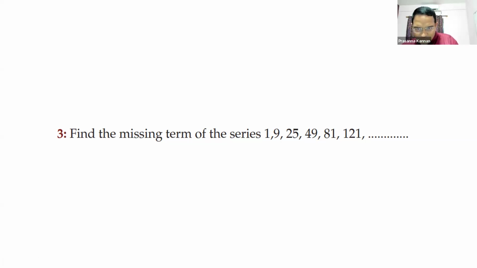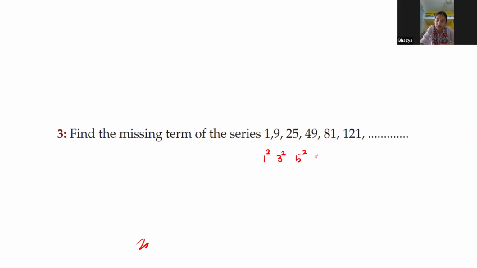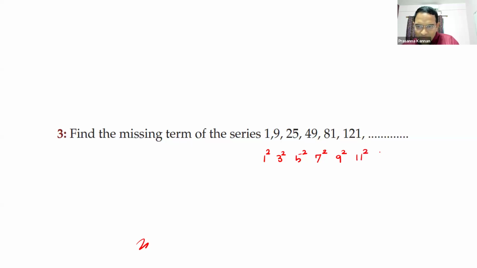So when you observe, you'll get the idea, right? So 1 square is what? 1. What is 3 square? 9. What is 5 square? 25. 7 square 49. 9 square 81. 11 square 121. 13 square will be 169. So square of every odd number, correct? Perfect answer, Saida. Very nice.